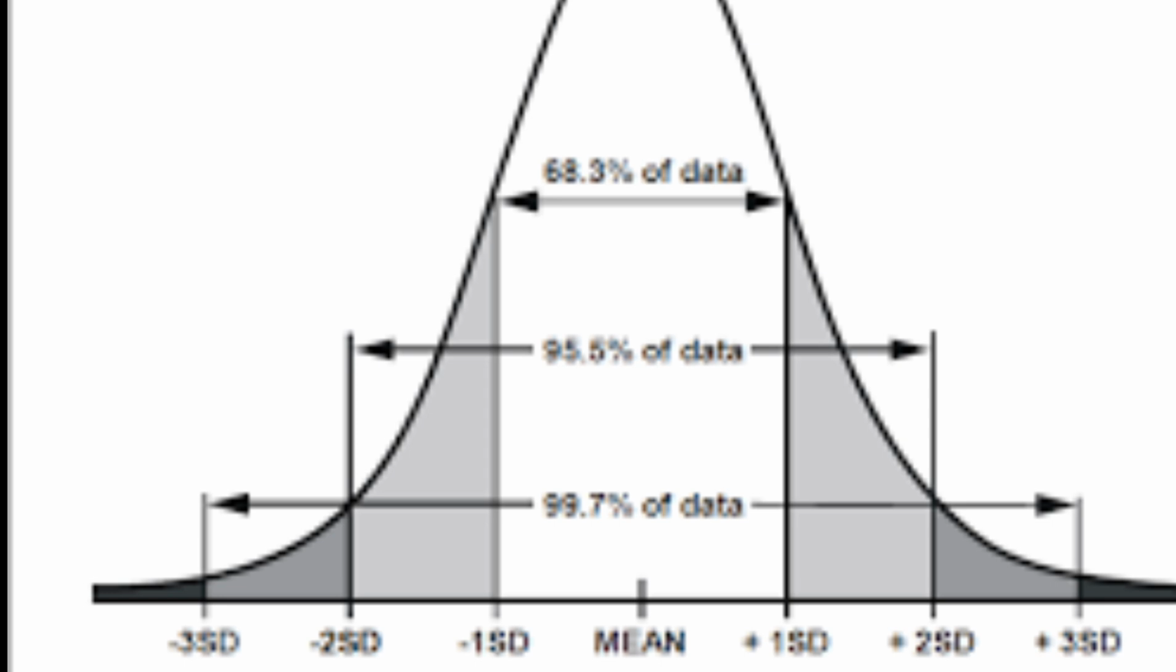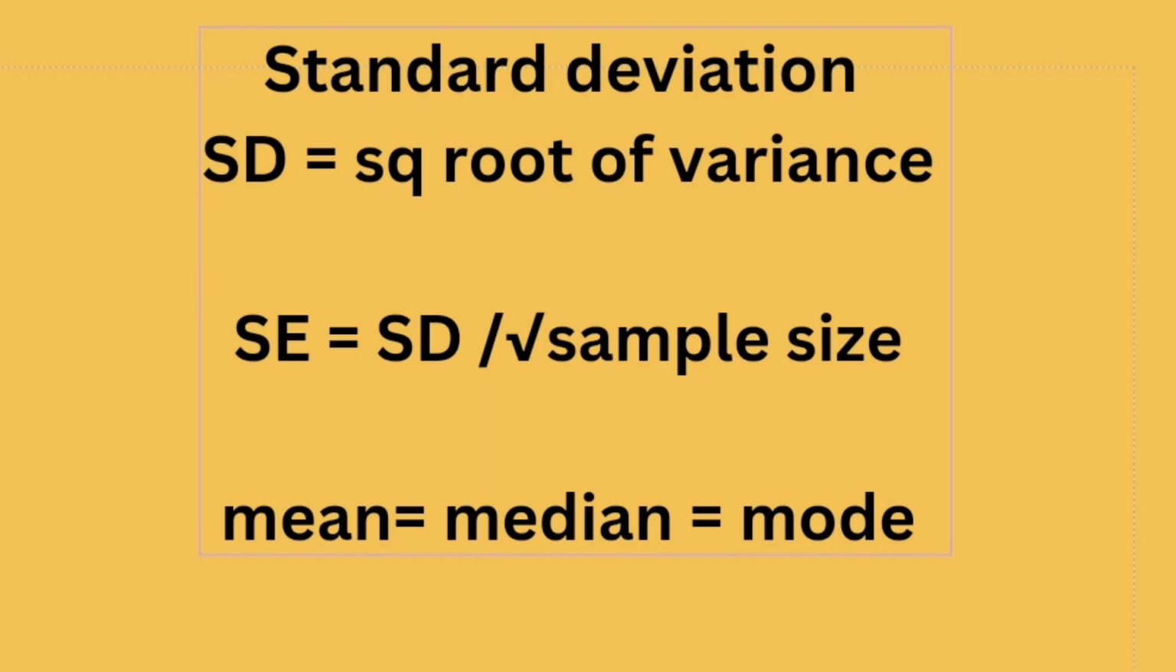Then after that, we have normal distribution, and negatively skewed and positively skewed. But before that, we will learn the formula of standard deviation. As I have already told you, standard deviation is actually a measure of the data deviation from the mean. So it is the square root of variance, while standard error is equal to standard deviation over square root of sample size. In a normally distributed curve, mean is equal to median is equal to mode. All of them are equal.